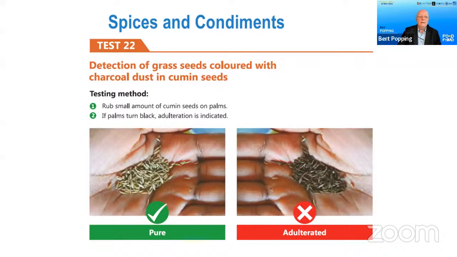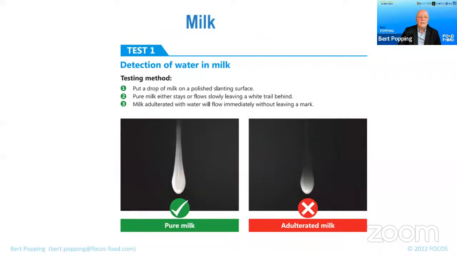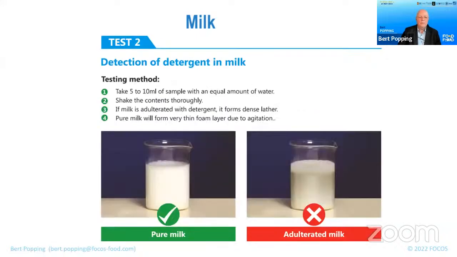Similarly, grass seed colored with charcoal in cumin seeds. And here, a very common one, dilution of milk with water. And this is what pure milk looks like. And if you have it adulterated, or diluted rather, with water, it looks very different. Again, you could do that at home.